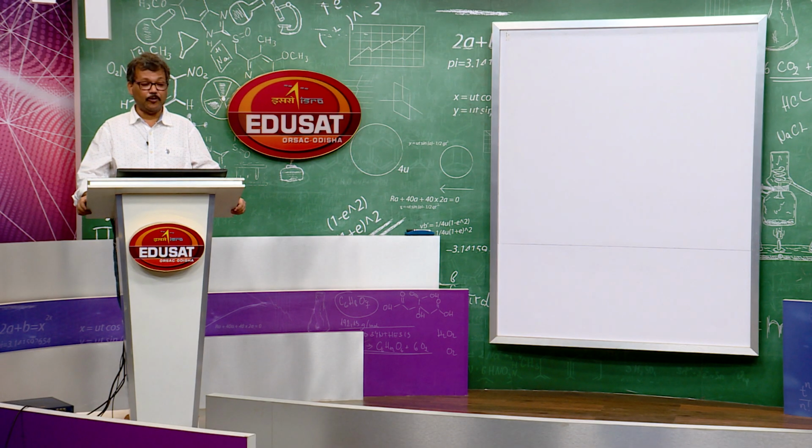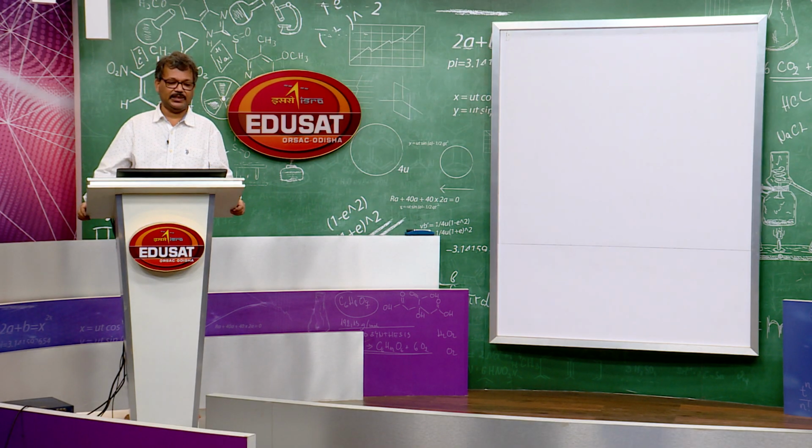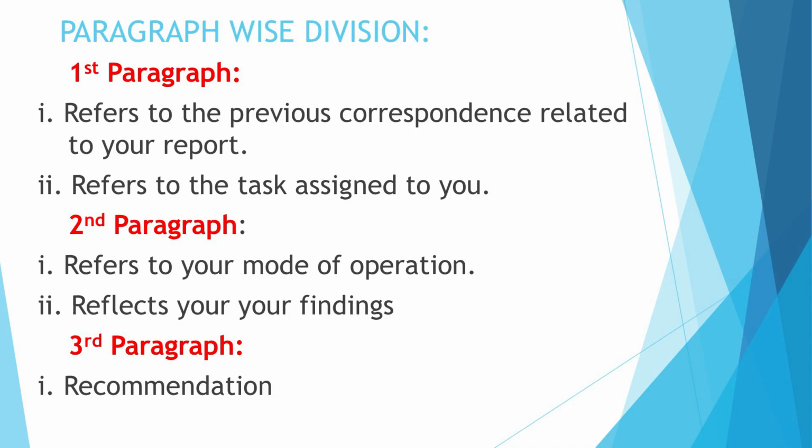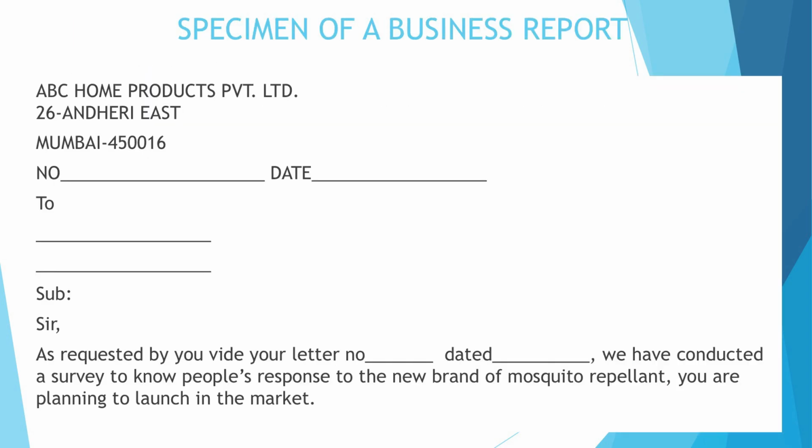So, now how do we make a division of a report? We make a paragraph wise division. First paragraph refers to the previous correspondence related to your report. It also refers to the task assigned to you. In the second paragraph, you can write about your mode of operation and your findings, and in the third paragraph you can write the recommendation. So, here it is a specimen.